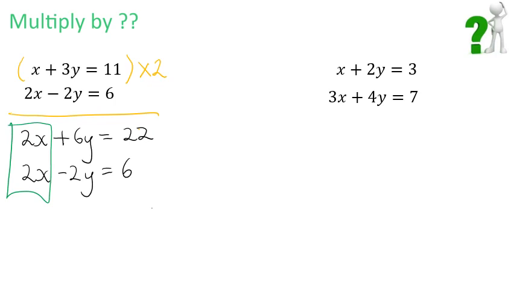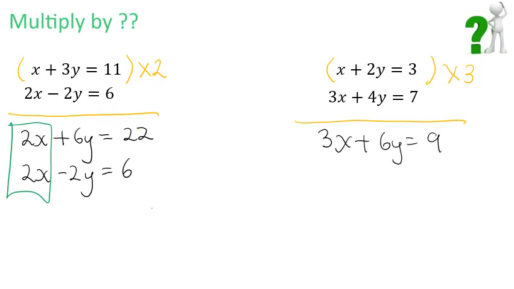If we look at these two here, there's no matching pair. However, if I multiply this whole top equation by 3, then I can create a matching pair. So I'll have x times 3, 3x. 2y times 3, 6y. 3 times 3, 9. And I'm going to leave the second equation as is. So now I've got my matching pair that I'll be able to eliminate.